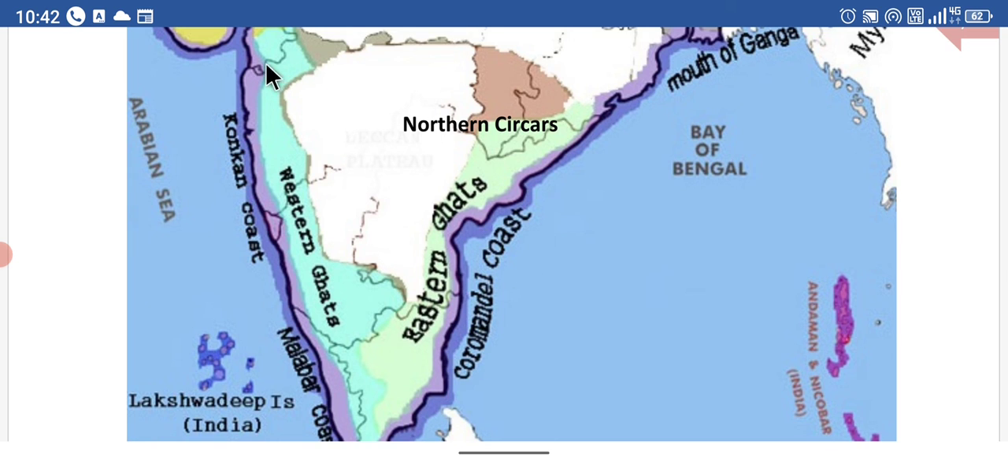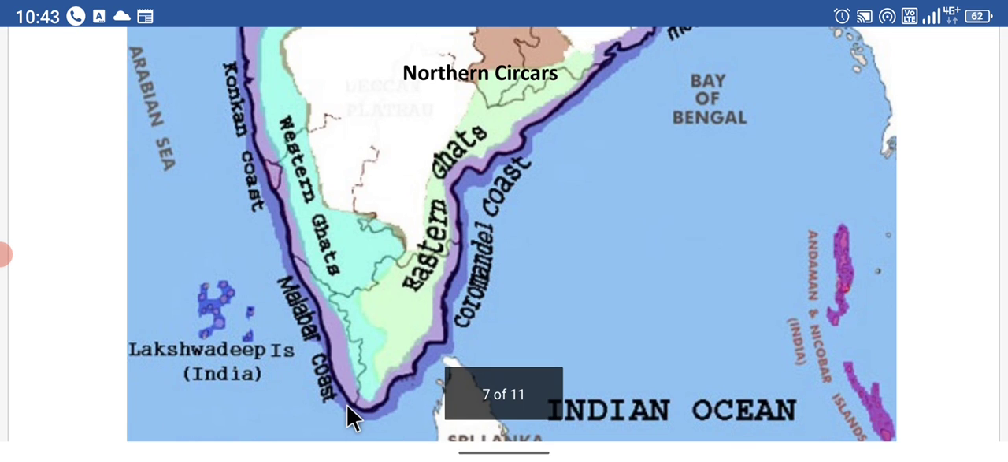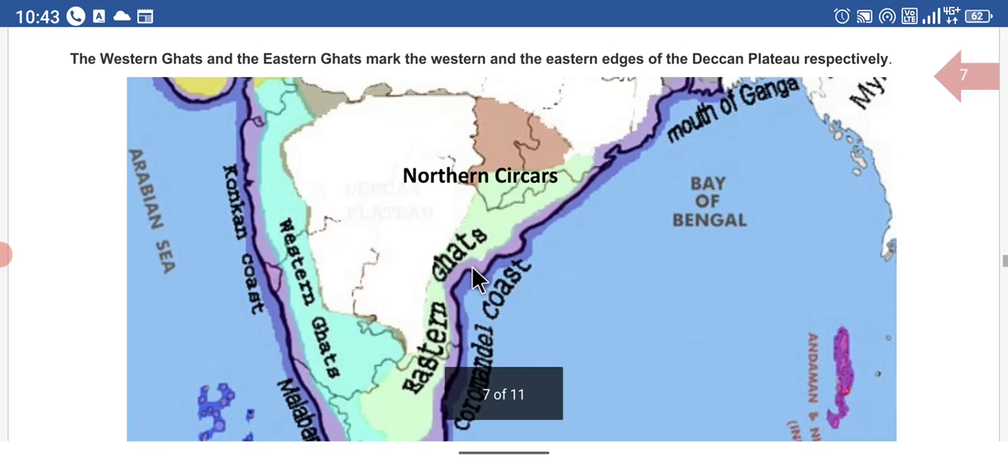So, we can classify the Indian coastline mainly into four parts. From Gujarat to Goa, this part is known as Konkan coast. From Karnataka to Kerala, this part is known as Malabar coast. From Tamil Nadu to Andhra Pradesh, this is Coromandel coast. And finally, here near Odisha, this is known as Northern Circars.